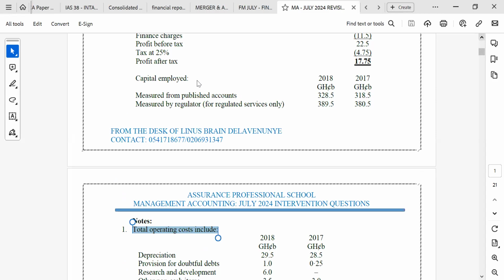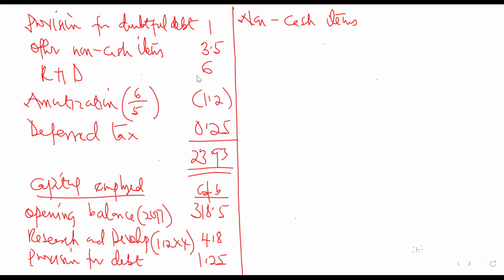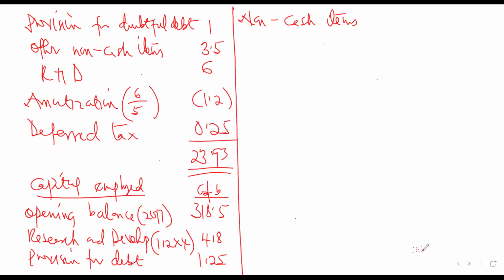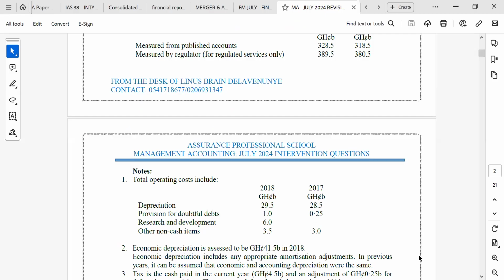Let me go to the non-cash item. The non-cash item can be a profit from disposal of assets. So other non-cash items, if it is a profit from disposal of assets, they are not giving it as income. It can be a loss from disposal of assets, since it is a figure that they are subtracting. It can be an impairment loss. All these things are going to be reducing our net asset for the previous year. So you go and add the non-cash item of 3 million to your capital employed, because this has reduced our capital employed for the subsequent year.